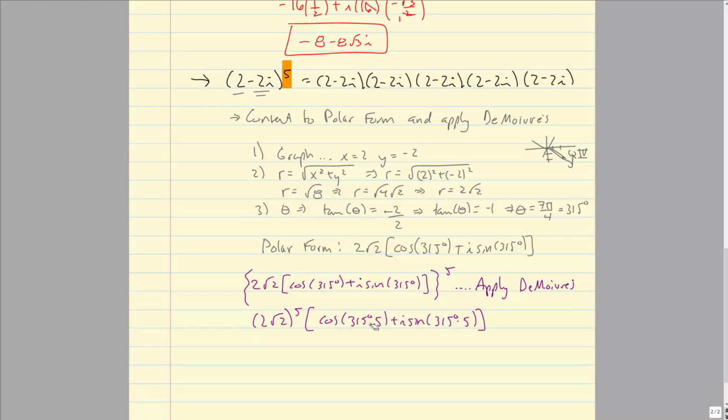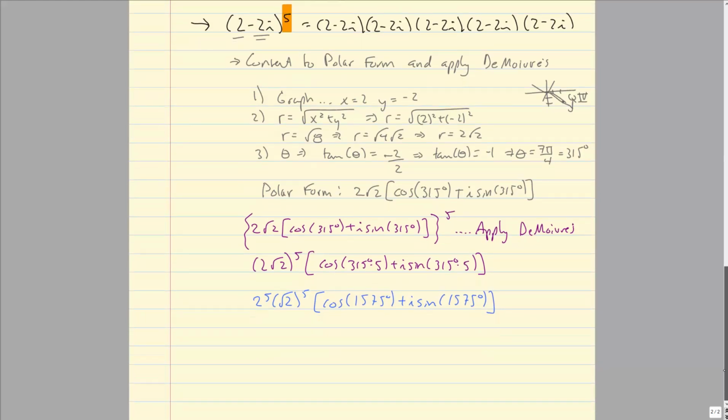And that looks like a 0.5. It should be a times 5. Put it up here. So I have 2 root 2 to the 5th. So this would be 2 to the 5th times the square root of 2 to the 5th, cosine. Now cosine here, I'm going to have 315 degrees times 5, so that's 1,575 degrees, plus i sine 1,575 degrees. Now we just have to continue to simplify this.